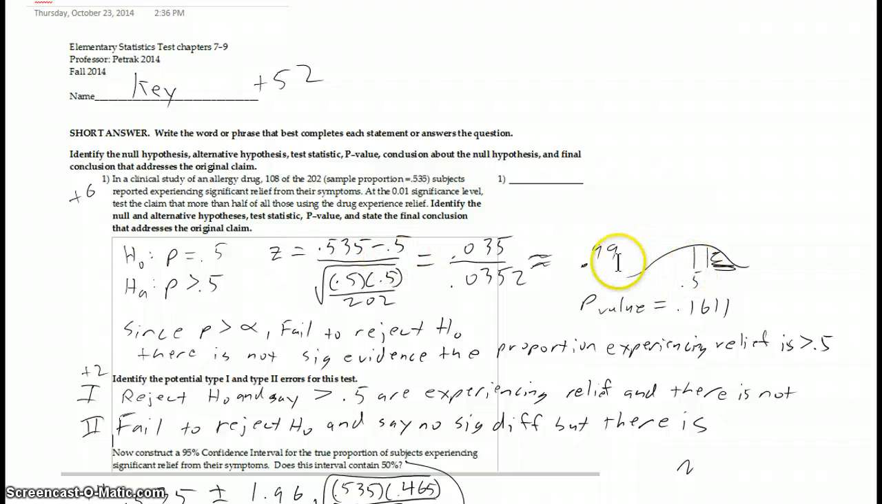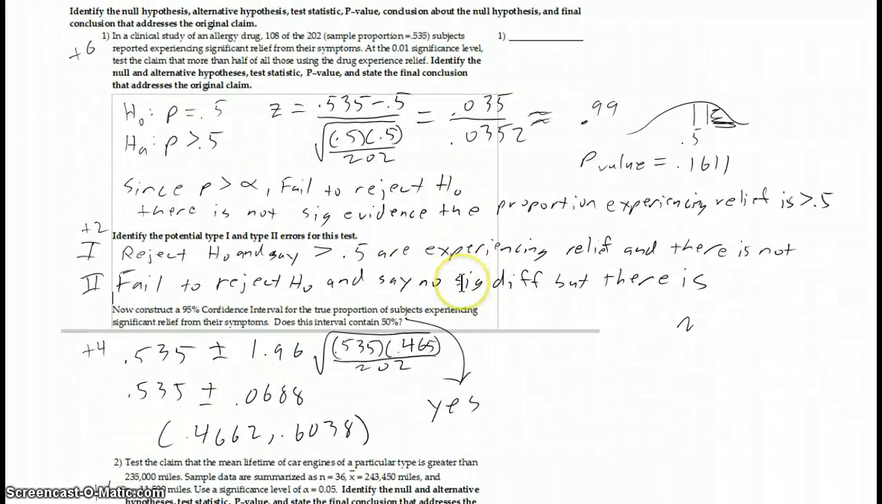So if we look up 1 on our z-table, we get 0.1611, so about a 16% chance. That is greater than our significance level here of 0.01. So we fail to reject the null hypothesis. There's not significant evidence the proportion experiencing relief is greater than 50%. I mean, it is greater, but it's not statistically significantly greater.